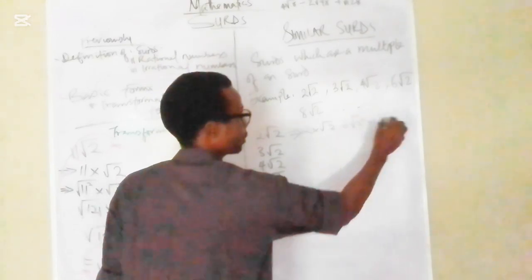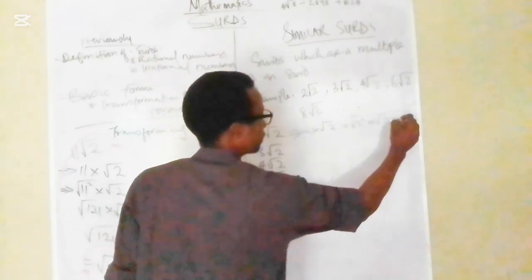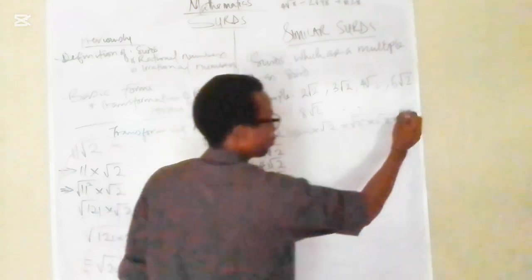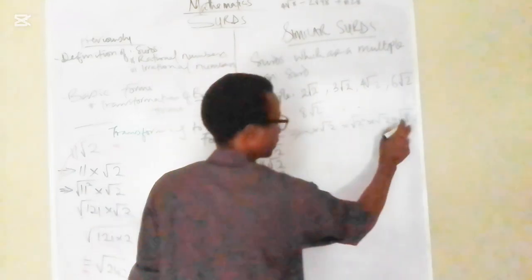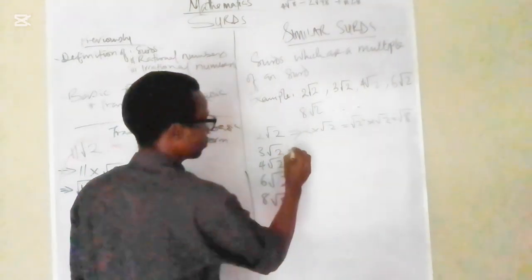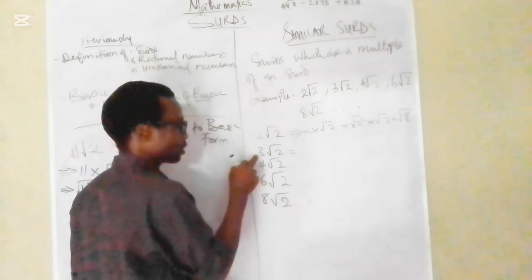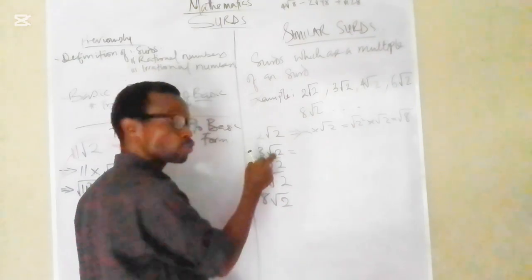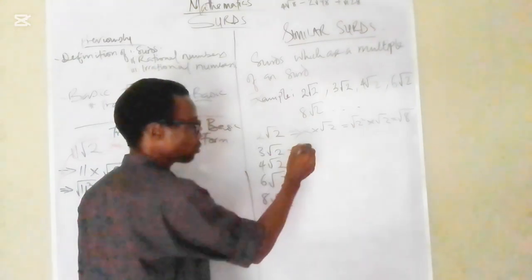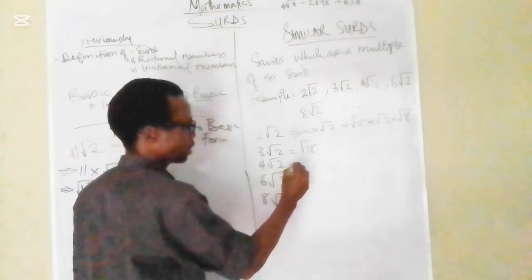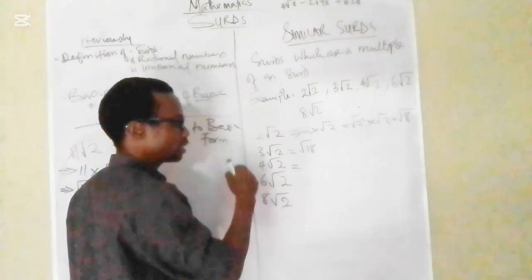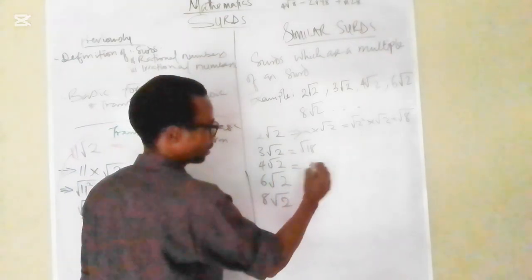So this is going to be the square root of what? 4 times 2 is going to be 8. So in other words, 3 times 3, 9 times 2, 18. So this is the square root of 18. And this is 4 times 4, 16 times 2, 32.